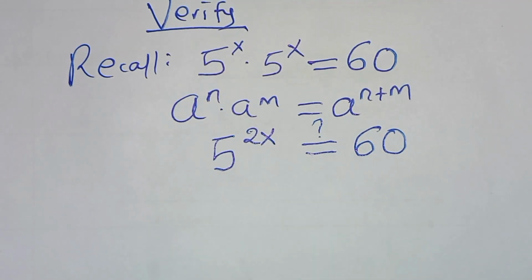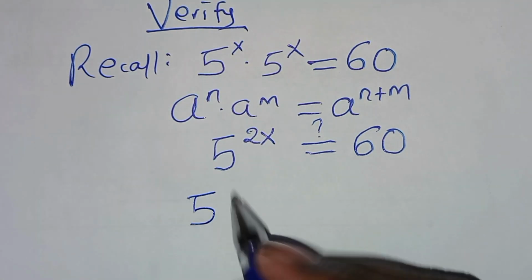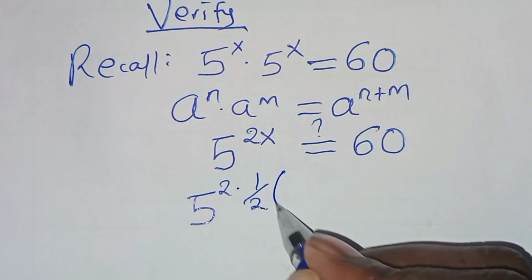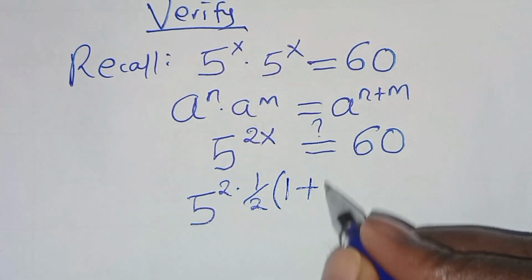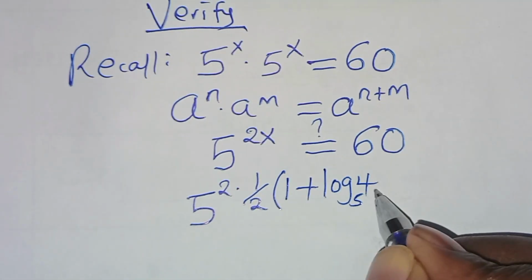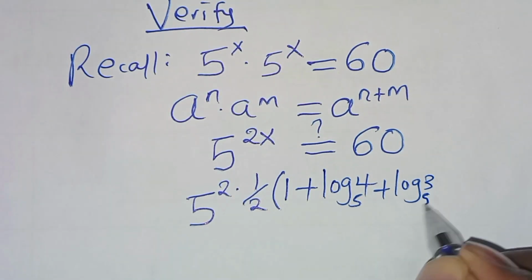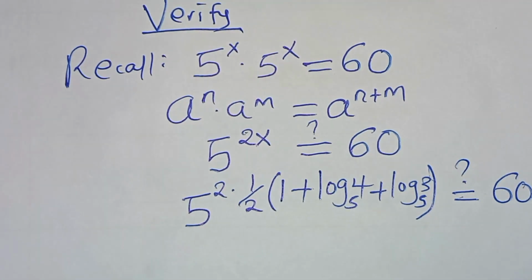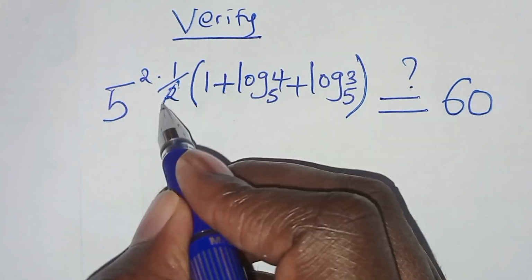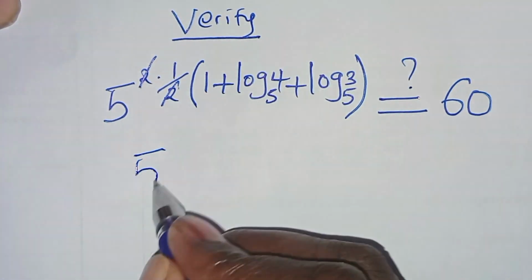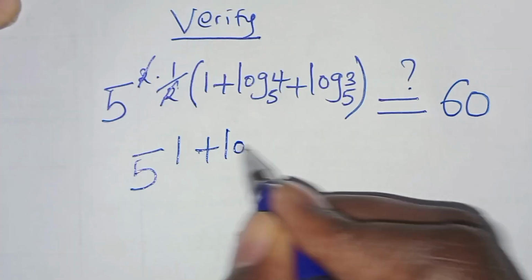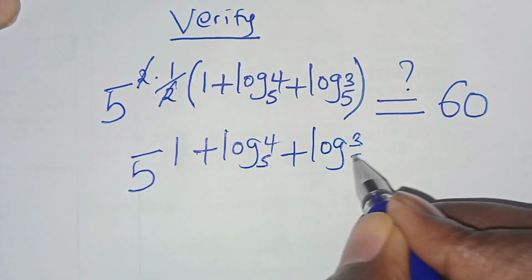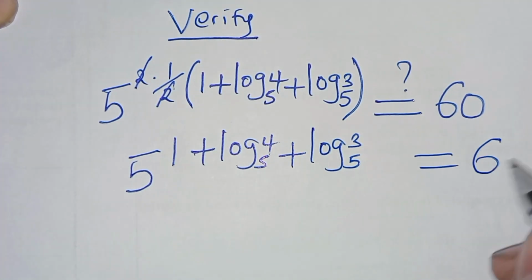So let's substitute the value of x. So we have 5 to power 2 times x, where x is half into the parentheses 1 plus log 4 to base 5, then plus log 3 to base 5. This is supposed to give us a value of 60. Now let's simplify here by 2, so that now we have 5 to power 1 plus log 4 to base 5, then plus log 3 to base 5. This should give us a value of 60.